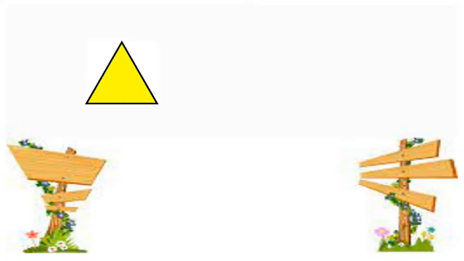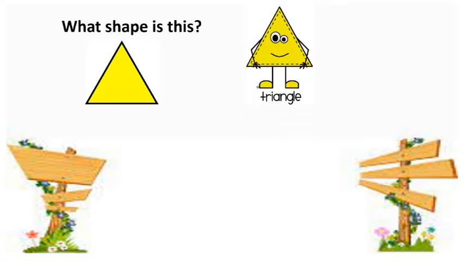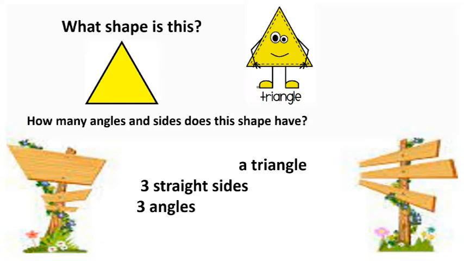What shape is this? This is a triangle. How many sides and how many angles does this shape have? A triangle has three straight sides and three angles. How many angles? A triangle has three angles and three sides.